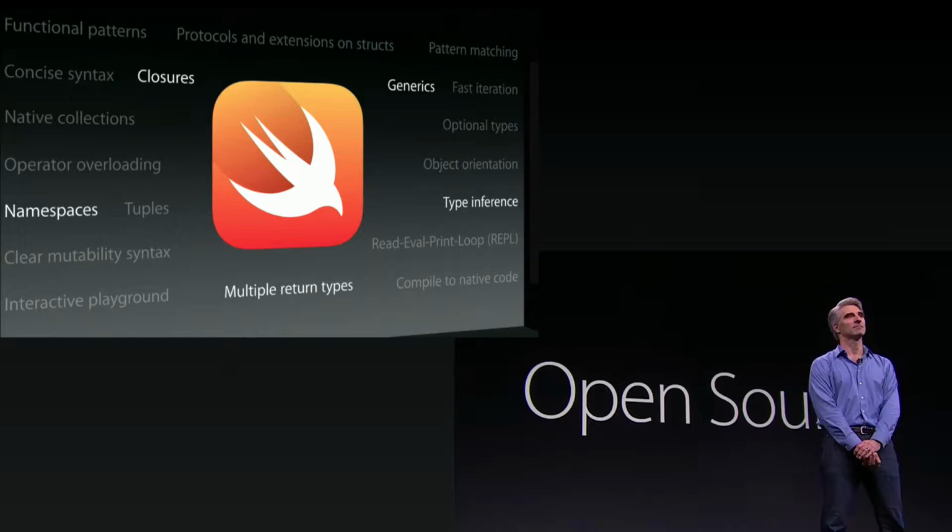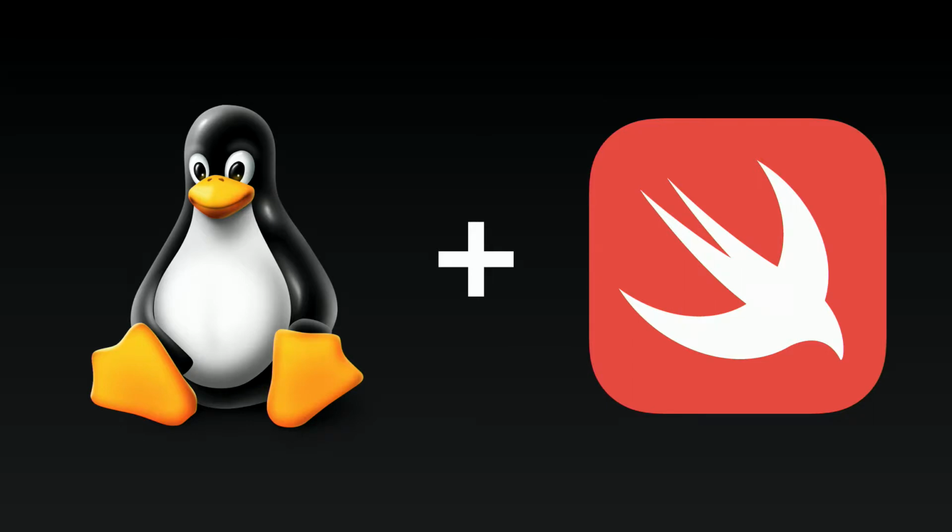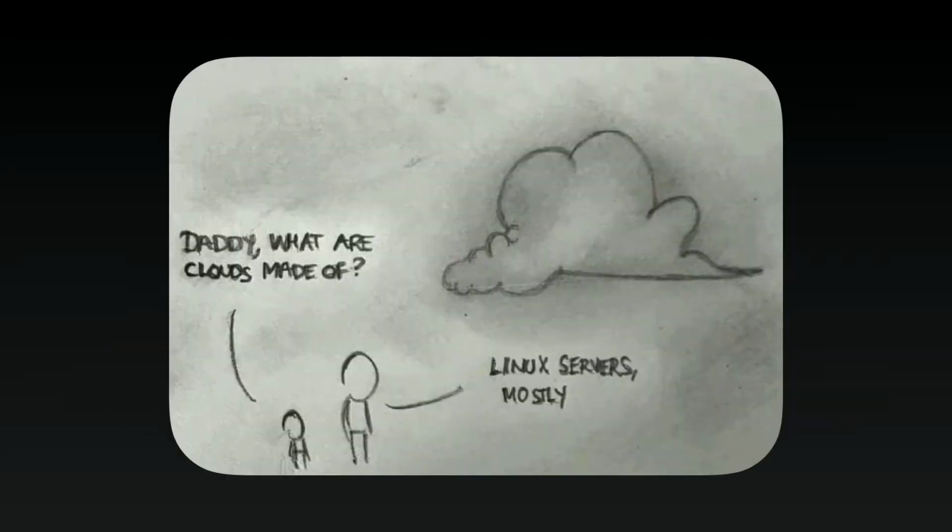And in the process of open sourcing Swift, they made it able to run on Linux, which was a bit more effort than you realize because that meant they had to pull it out of the Objective-C runtime, make it run on its own. So suddenly we had this really good statically compiled language that runs on Linux servers. And as you know, the cloud is made out of Linux servers.